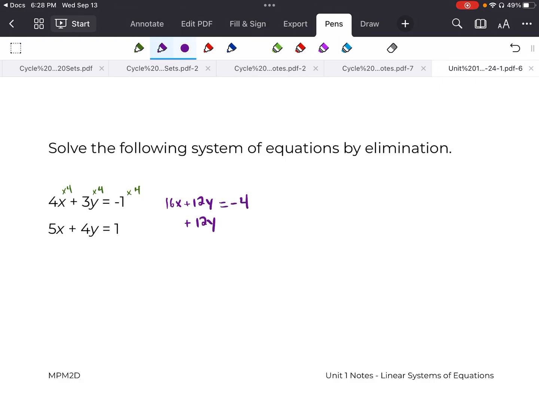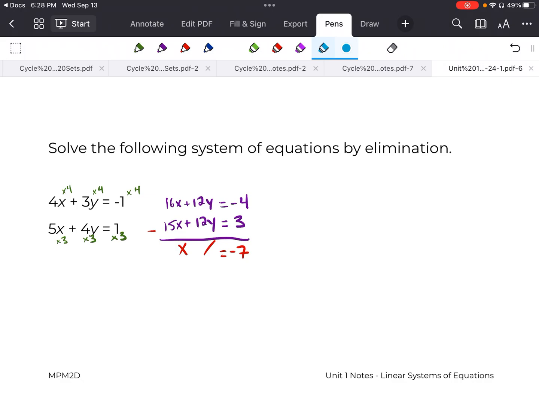And how did we get to 12y from 4 on the bottom? We multiplied by 3, so we're going to multiply this entire bottom row by 3. And we get 15x plus 12y equals 3. Good. Okay, our y's have the same coefficient, so we can work with them. They're both positive, so we're going to subtract everything. And we end up with x equals negative 7.